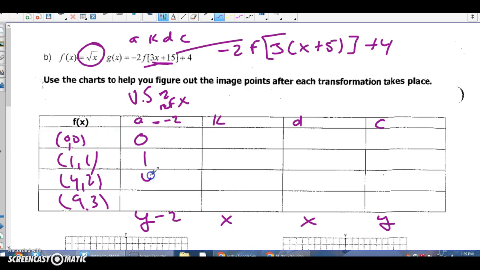So my x's stay the same, and my y's are multiplied by -2. So that's 0, -2, -4. 3 times -2 is -6.